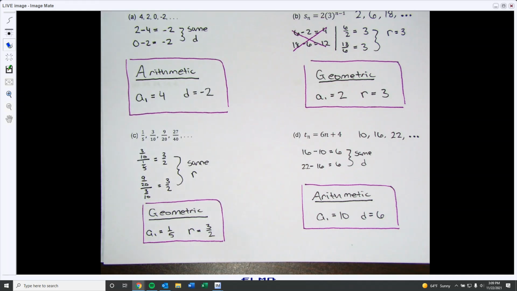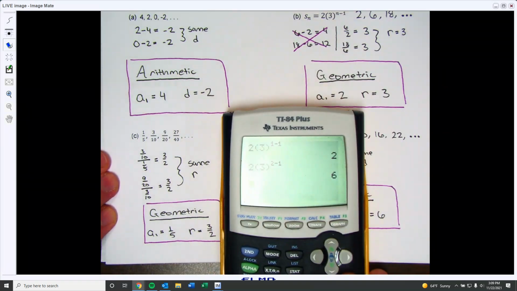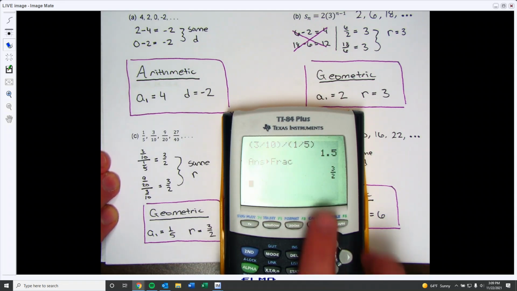Now, before we go on to the next page, just in case anyone was a little confused on how to do this part right here, you're more than welcome to type it into your calculator. So if you want to use your calculator, we can do 3 divided by 10, close the parentheses around that, divided by 1 divided by 5. And we can change that into a fraction. We get 3 over 2.